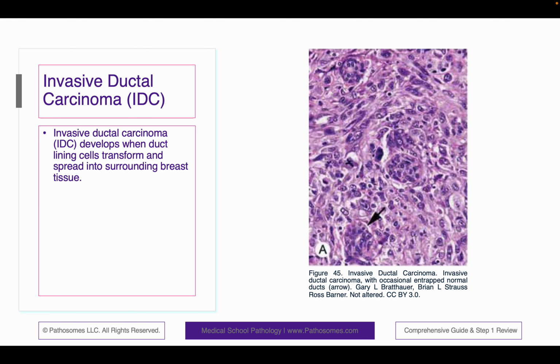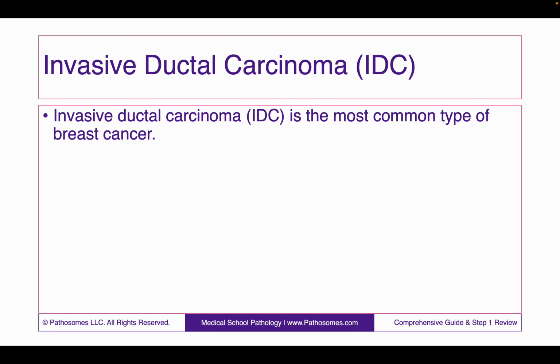Now let's talk about invasive ductal carcinoma. Invasive ductal carcinoma develops when duct lining cells transform and spread into surrounding breast tissue. Invasive ductal carcinoma is the most common type of breast cancer.